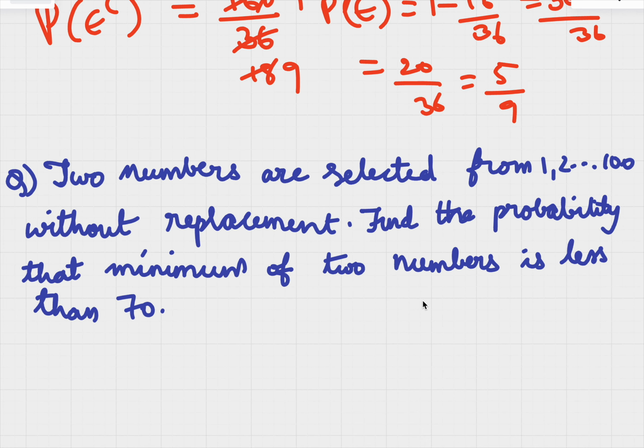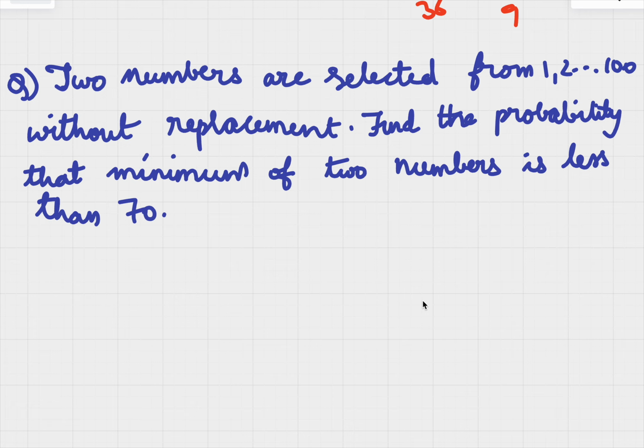Next question. Two numbers are selected from 1 to 100 without replacement. Find the probability that the minimum of the two numbers is less than 70. Now, when two numbers are selected from these 100 numbers, from 100 numbers, two are taken out. This will be our total possibilities. Now, what is the probability that the minimum of the two numbers is less than 70?